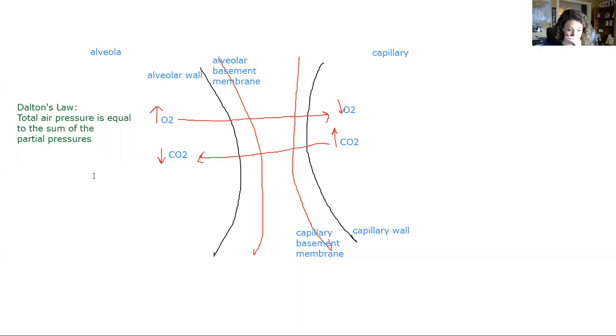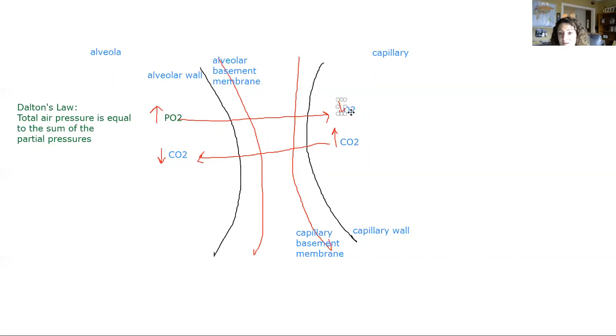Okay, so the way we're going to be using that is when I say there's a lot of oxygen inside the alveola, instead of just saying there are high levels of oxygen, I will say there's a high PO2. If I say there's a high PO2, that means there's a high partial pressure of oxygen, which just means there's a lot of oxygen. Okay, it's contributing a lot to the total air pressure. Okay, so I'll just change this to say there's high PO2 in the alveola.